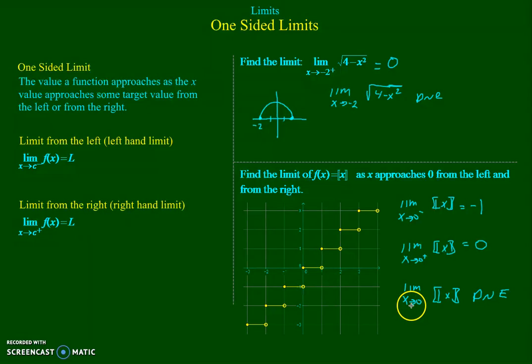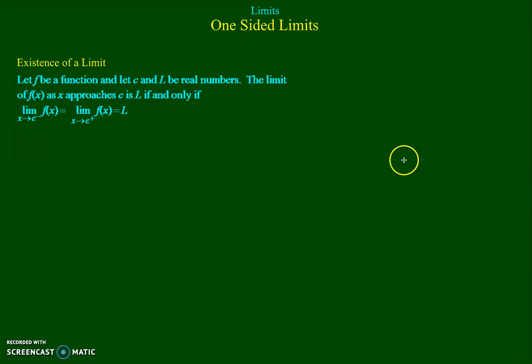All right, let's continue on, and let's talk about the existence of limits. Now that we have this idea of one-sided limits, we can come up with a formal definition for existence of a limit. So let f be a function, let c and L be real numbers. The limit of some function f of x as x approaches some c value is L if and only if the limit as x approaches c from the left is equal to the limit as x approaches c from the right, which is equal to L. So the left hand and right hand limits must be the same value in order for the limit to exist.